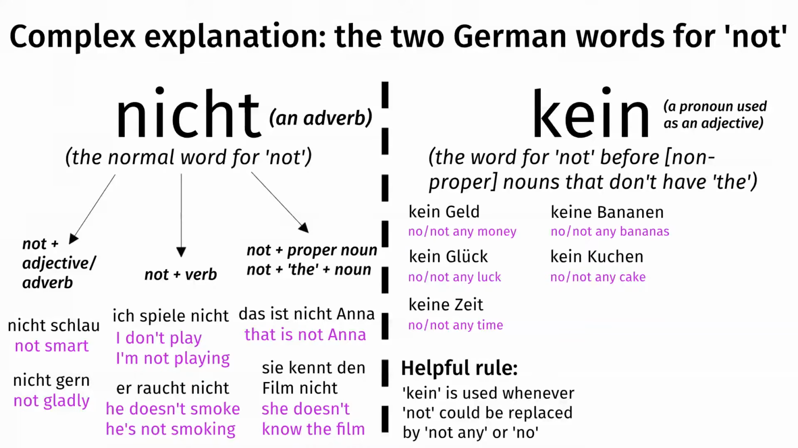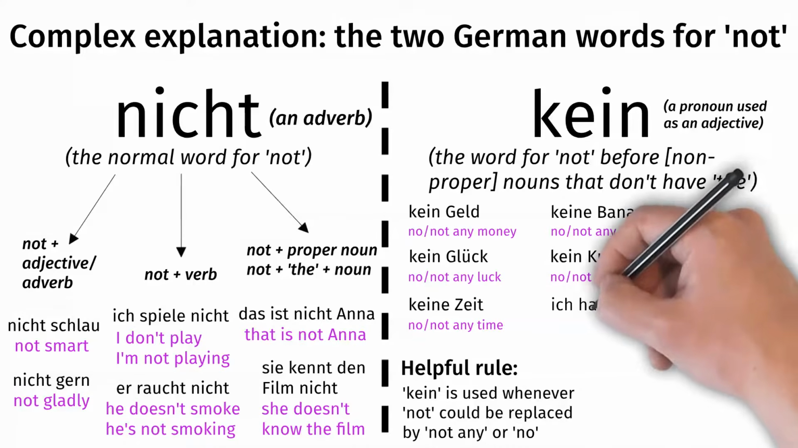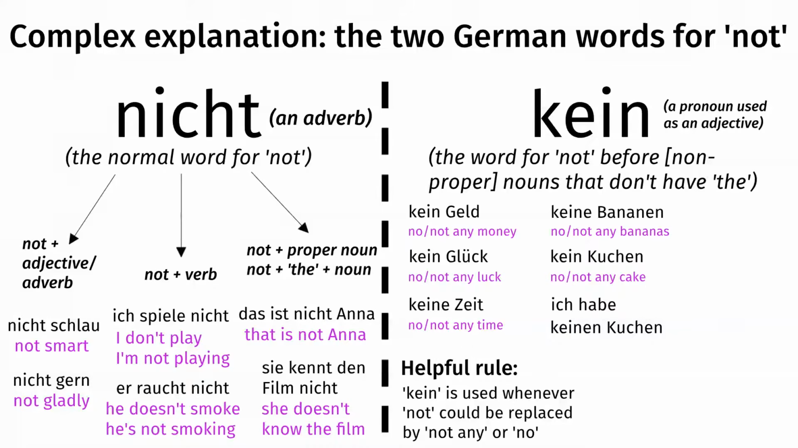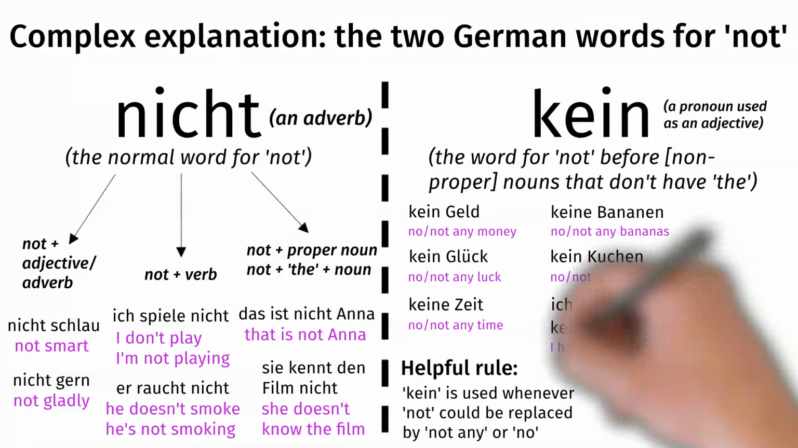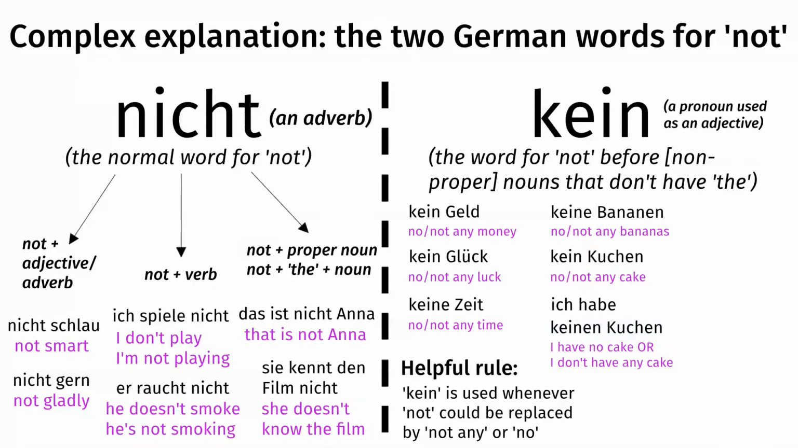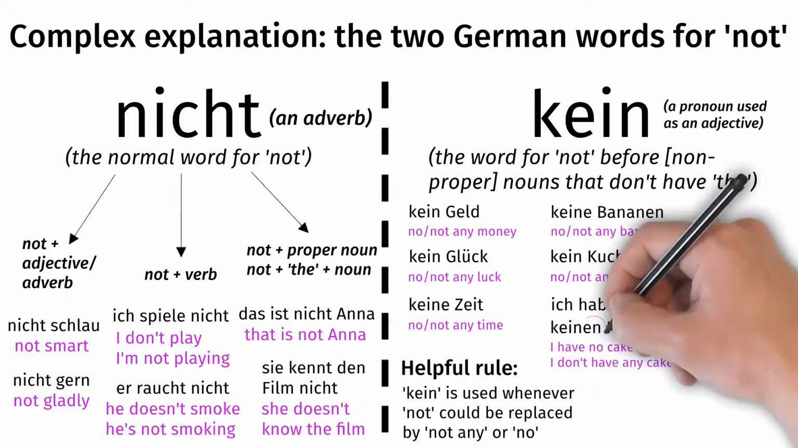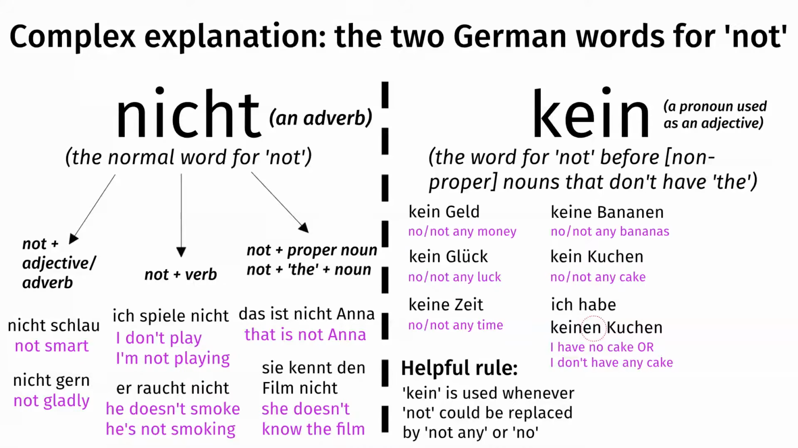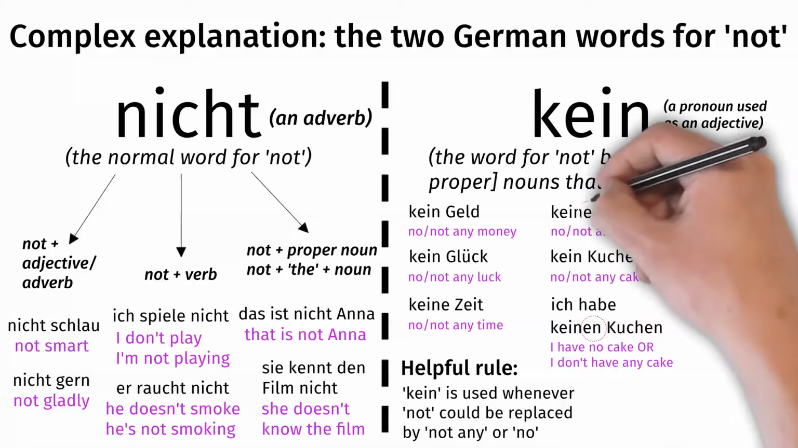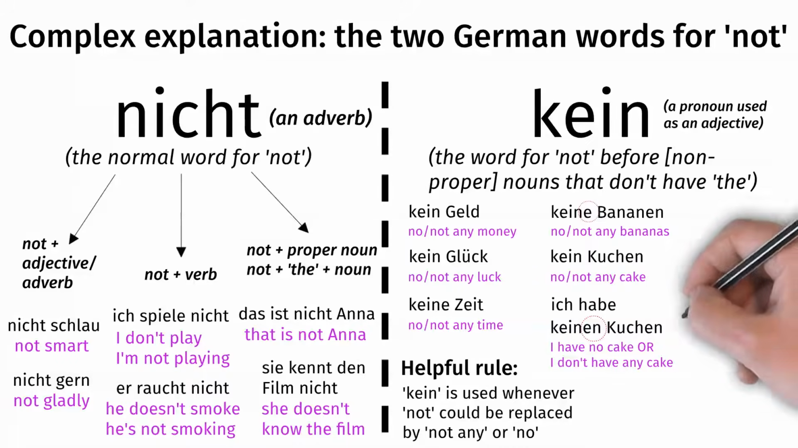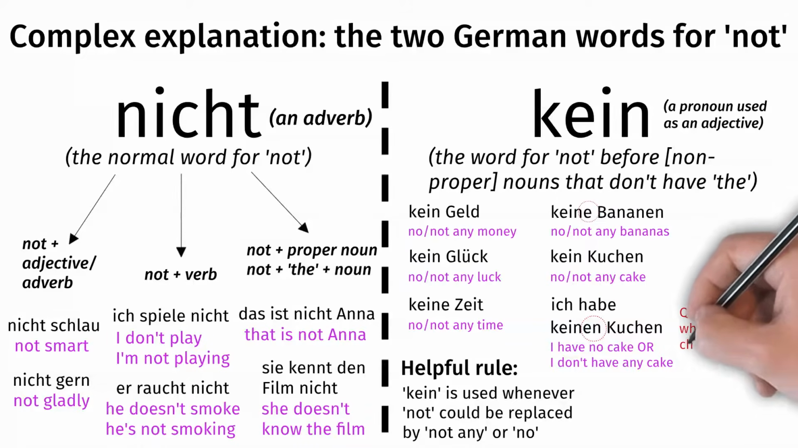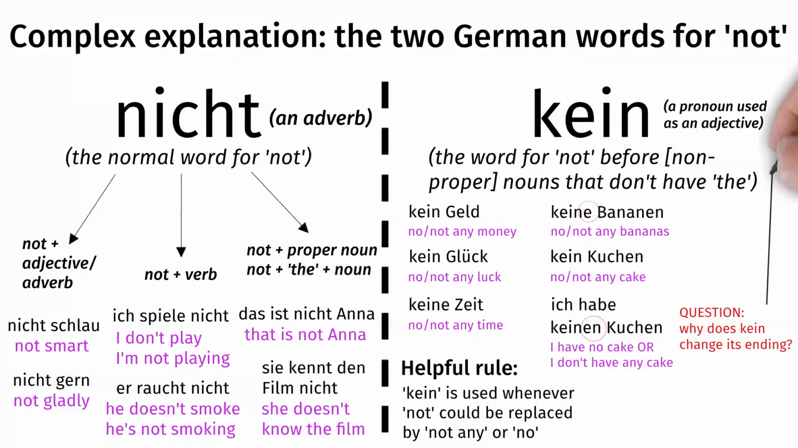Now I want to show you one more example and test you to see whether you can figure out what's happening with kein. Ich habe keinen Kuchen. I have no cake, or I don't have any cake. Why has the ending of kein changed to an en? We noticed a similar thing with keine Bananen above that. So the question is, why does kein change its ending? And the answer is it's used as an adjective.